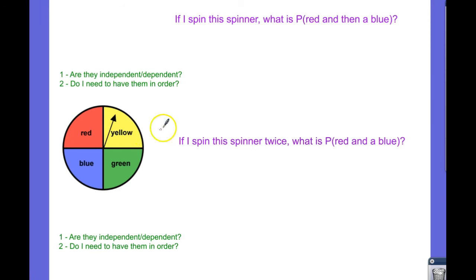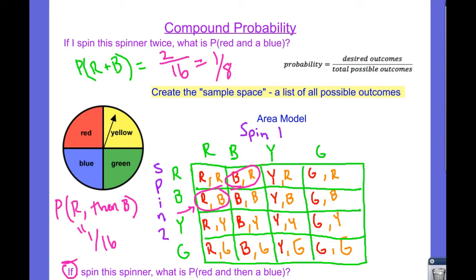So if I spin this spinner, what's the probability of a red and then a blue? Well, what's the probability I get a red? That would be 1 out of 4. And then a blue. Well, what's the probability I get a blue? That is also 1 out of 4. So then all I have to do is multiply those. You'll see 1 times 1 is 1. 4 times 4 is 16. 1/16. Is that what we got before using our area model? It is, red and then a blue. There's only one option, 1 out of 16.